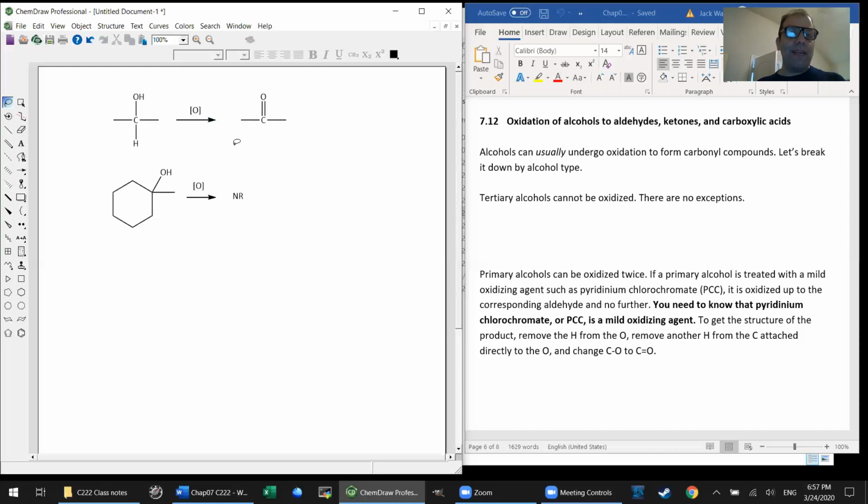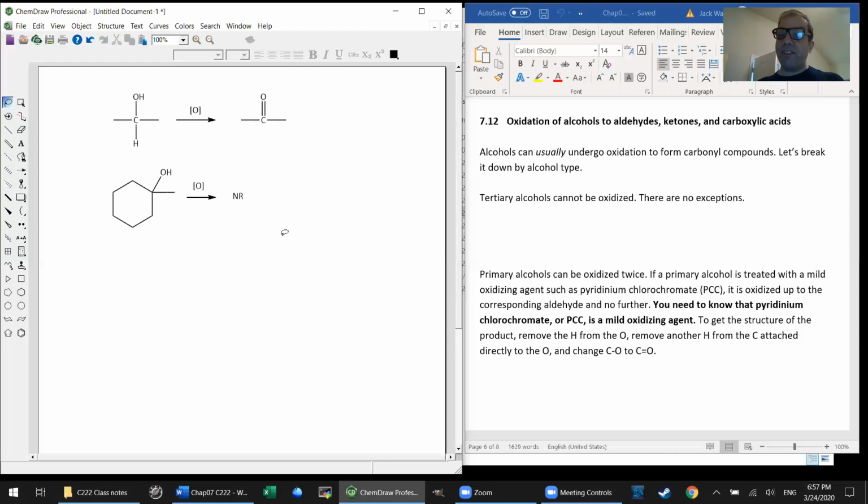So there's going to be a total of 2 particular oxidizing agents that you'll need to know about. One is going to be a strong oxidizing agent. The other one is going to be a mild oxidizing agent. And sometimes it will matter which oxidizing agent we use.